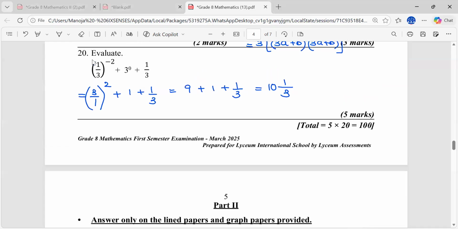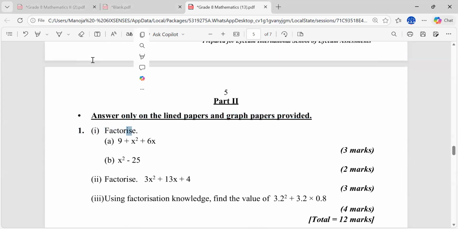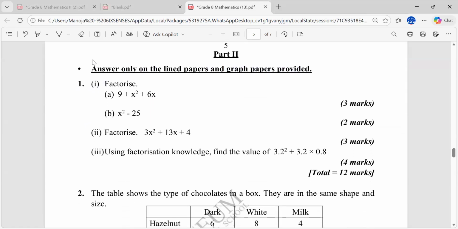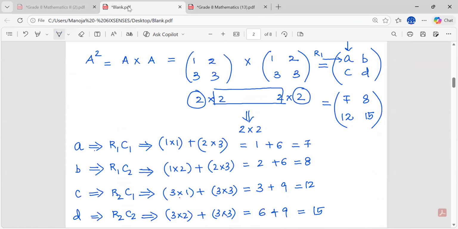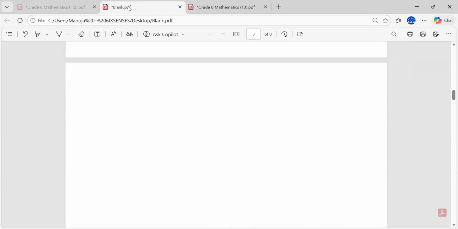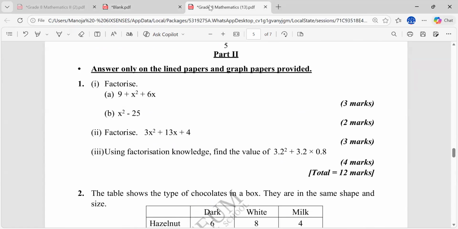Right. So that is the end of part 1 here. Then we are moving to part 2, right? Answer only on the lined papers because you can't write the answers here, you don't have enough space. So then you can move to the lined papers. So then I'm moving to my paper here.